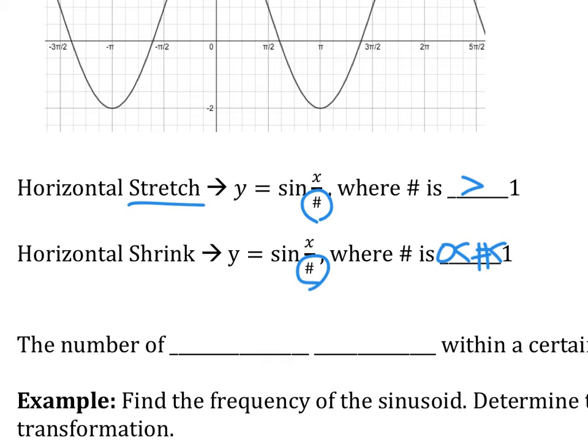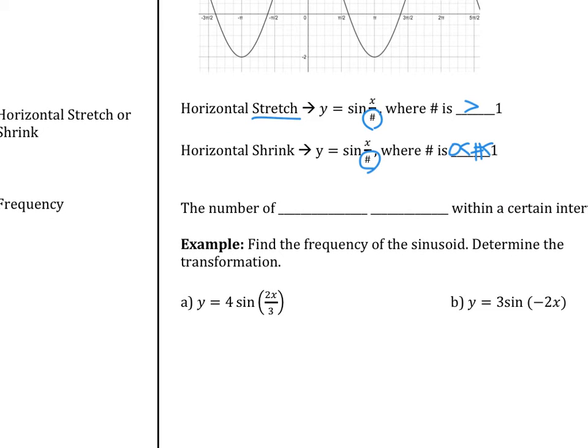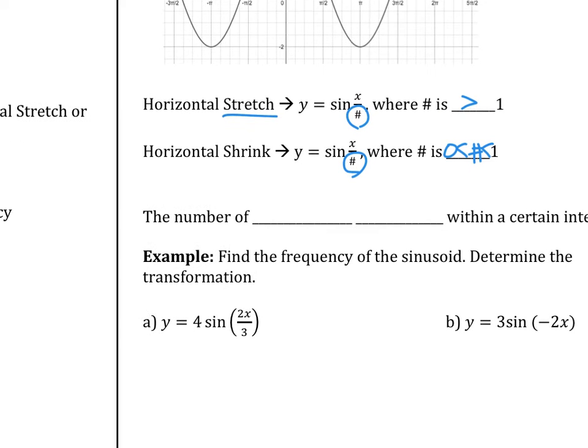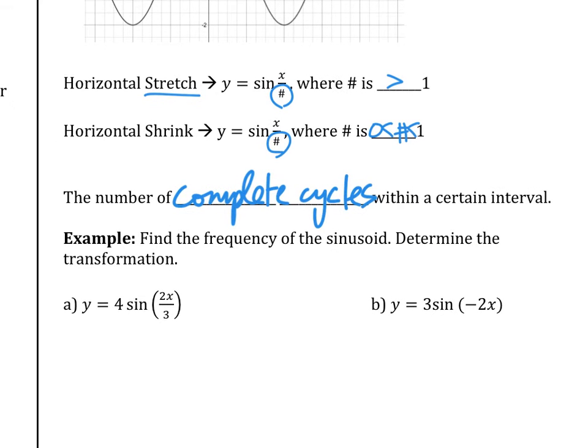Okay, and make sure you put the absolute value sign around it, so we're only looking at the number itself and not the sign. All right, frequency. Frequency is the number of completed cycles within a certain interval. So like within 2 pi, how many times did this wave show up? Is it one time? Is it half a time? That kind of stuff. All right, so let's try this one.